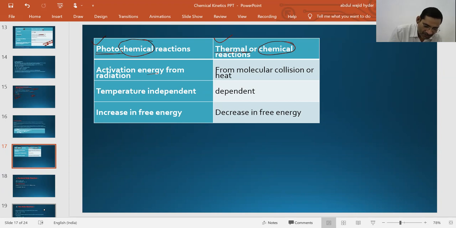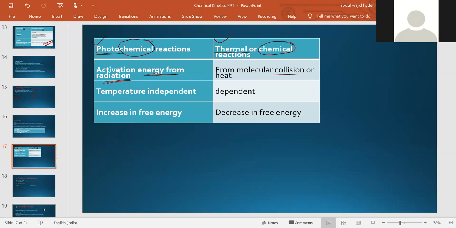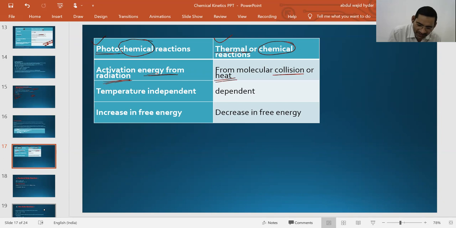In case of photochemical reactions, you will get activation energy from radiations. From where will you get activation energy in case of photochemical reactions? From radiations only. And from collisions or heat, you will get activation energy for thermal or chemical reactions. In case of thermal reactions, you will get energy from molecular collision.